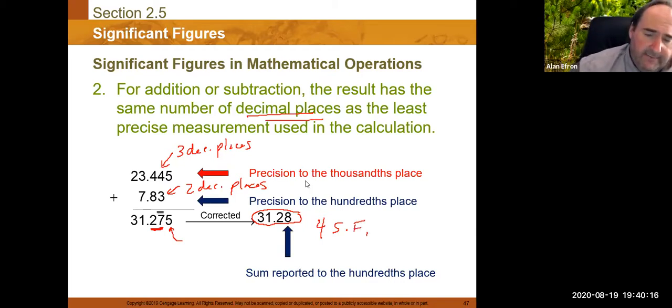So multiplying, dividing, sig figs, least is what your answer should have. Adding, subtracting, decimal places, least is what your answer should have with that one as well. Again, same idea here. Your worst measurement is basically what's going to determine how good of an overall measurement you basically took.